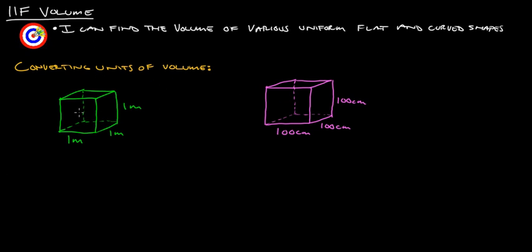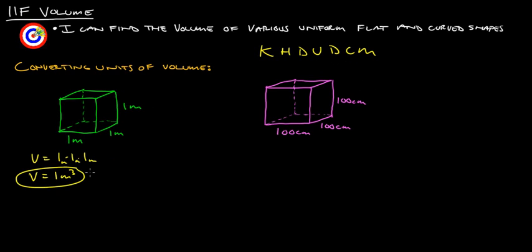So if you look at these two things, these are actually the same size. It's 1 meter by 1 meter by 1 meter, which if you convert is 100 centimeters by 100 centimeters by 100 centimeters. So again, we can use King Henry died unexpectedly drinking chocolate milk. From units out to centimeters, you go 1, 2. So the volume of this here is 1 meter times 1 meter times 1 meter, which gives us a volume of 1 cubic meter.